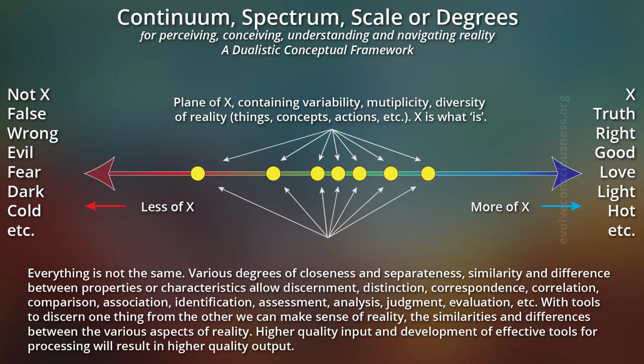So this first infographic, on the left side and the right side, you have the left hand and the right hand. These are symbolic of good and evil. So on the right side, you have X, which is what is. And then you have on the left side not X. So you have something and then you have less of something, which is why on the graph it has more of X and less of X. More of X towards the blue, less of X towards the red end of the spectrum.